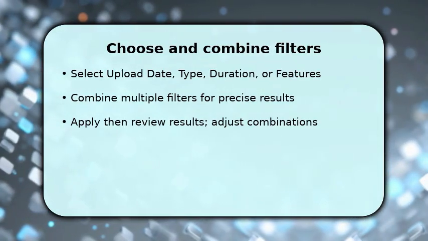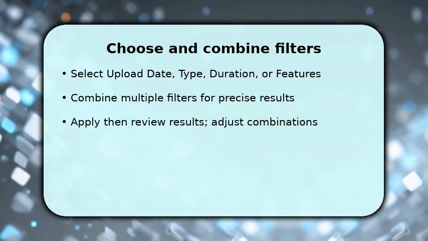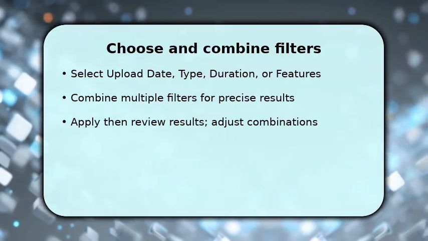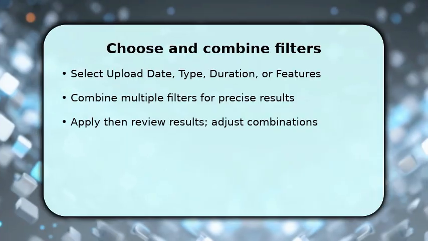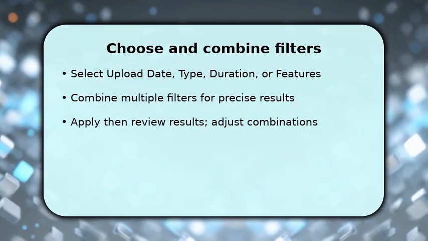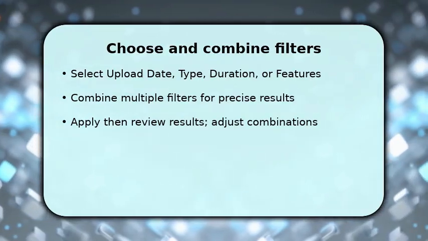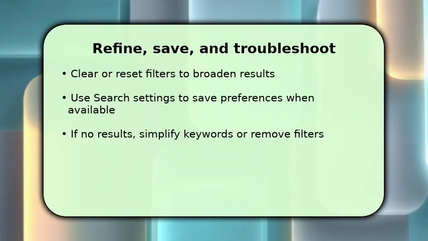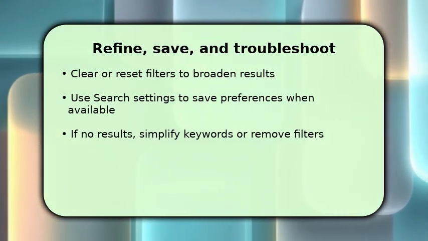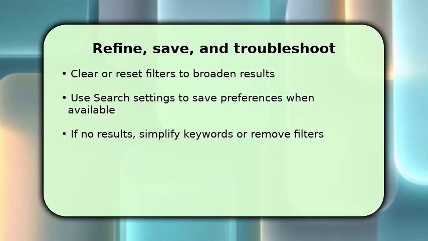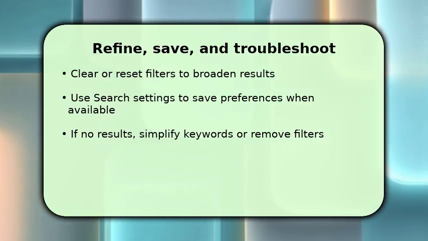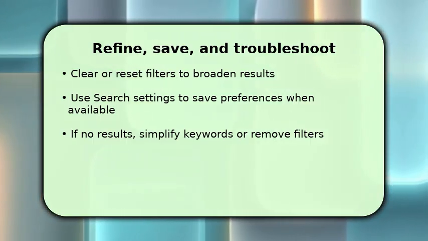Once selected, the interface updates automatically. If not, tap apply or rerun the search. Keep experimenting with different combinations. Finalize by scanning results and refining choices. Uncheck or clear filters if you need broader coverage. You can save certain preferences through account search settings on some platforms, so make sure to enable them if offered.